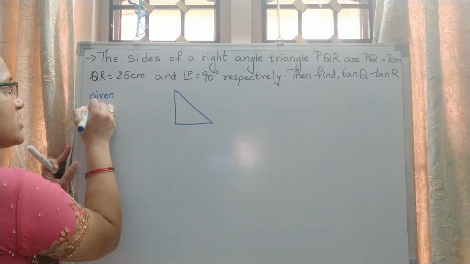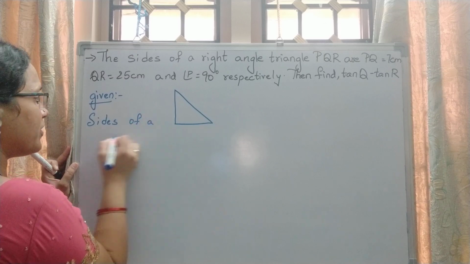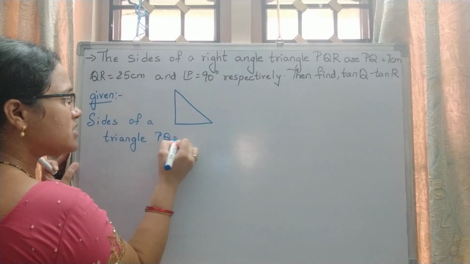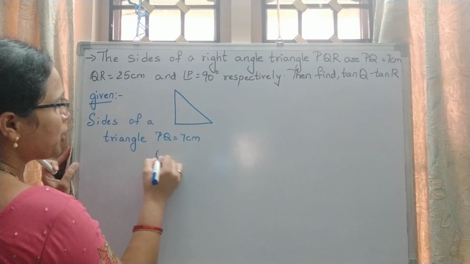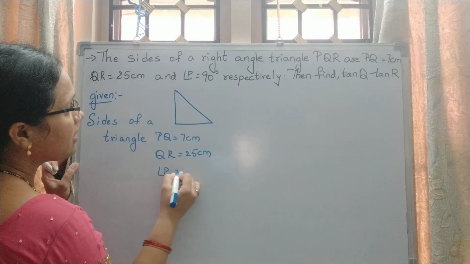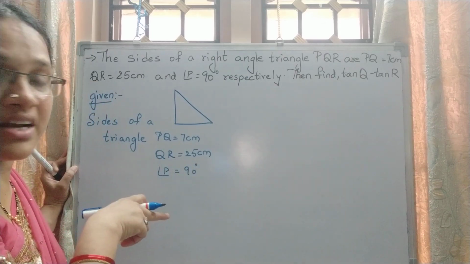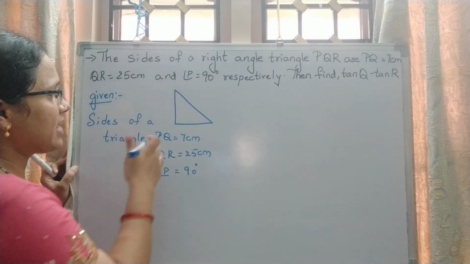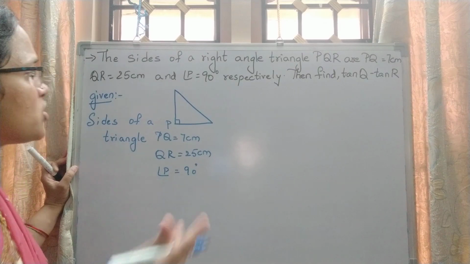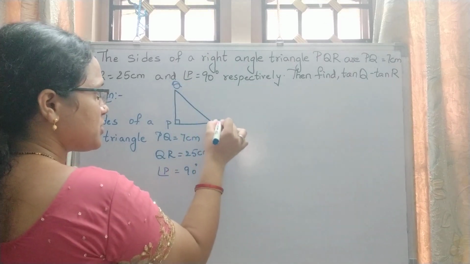What is given in the question is that the sides of the triangle are given to me. That is, PQ is equal to 7 centimeters, QR is equal to 25 centimeters, and angle P is equal to 90 degrees. Now see, after reading this you will understand where the 90 degrees is. Yes, exactly. So that vertex should be named as P. The other two you can name as you wish, that is Q and R.